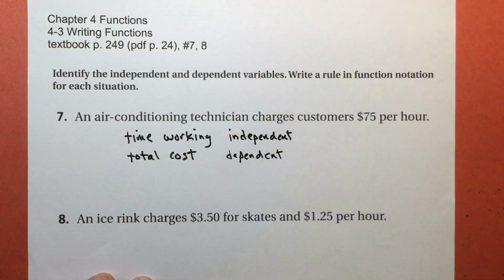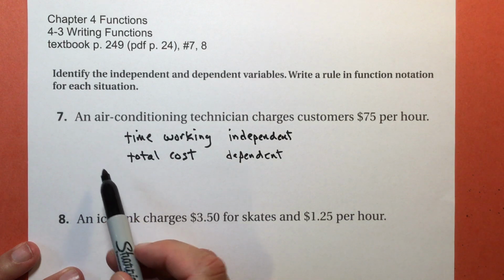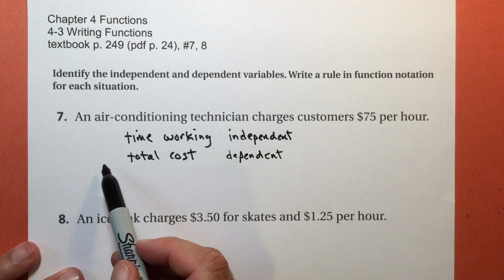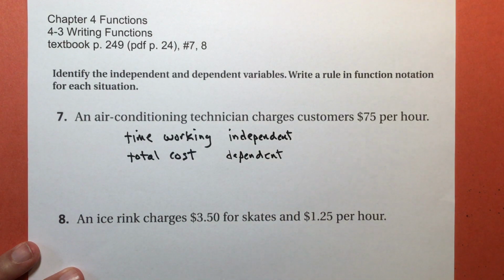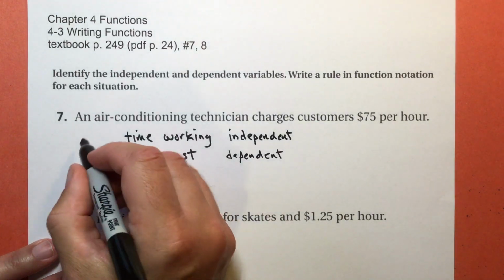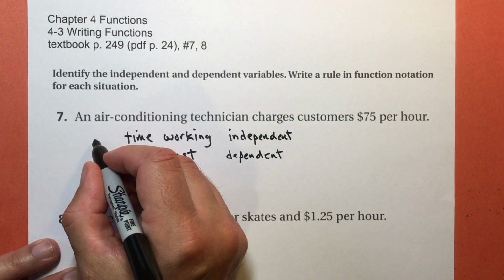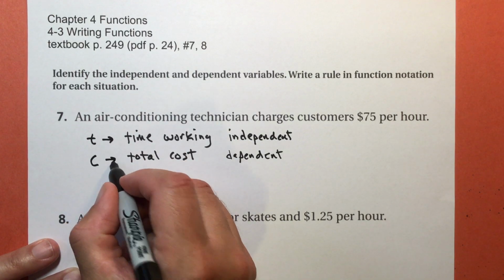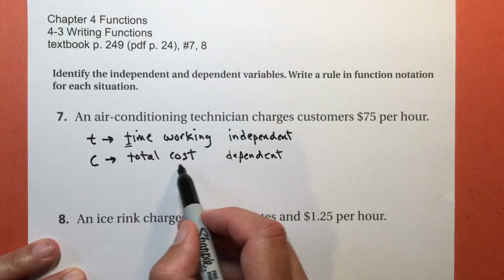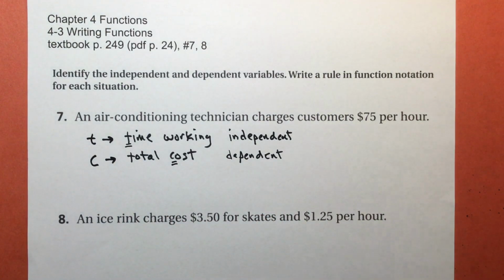Now, I've got to write this relationship in function notation. In order to do that, I have to define variables. I can certainly use x and y. We talked about how you can always use x and y if you want to describe that. However, sometimes when I know what the variable stands for, like time and cost, I can use letters that represent that. So I'm going to let t represent the time and c represent the total cost. Don't use t for total. If you're going to use t and t, that's going to be a bit confusing.